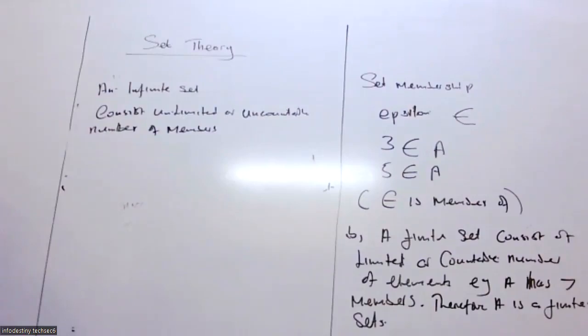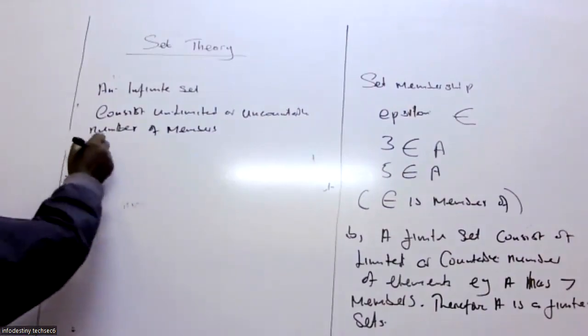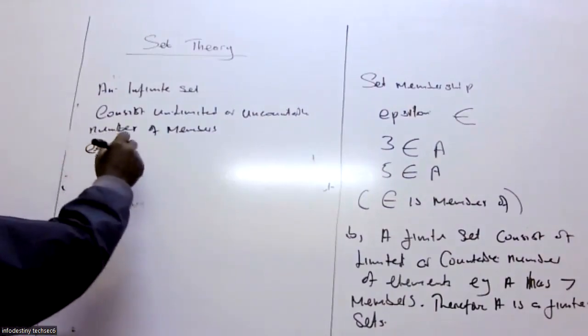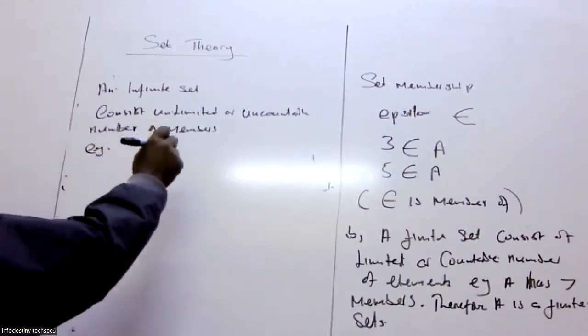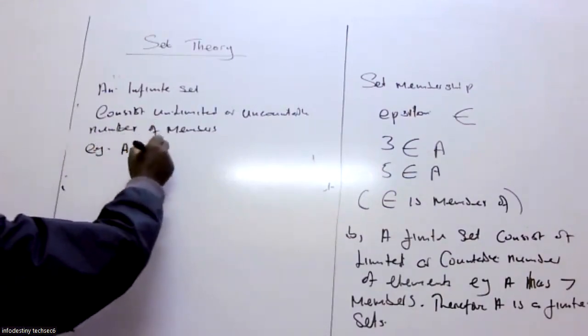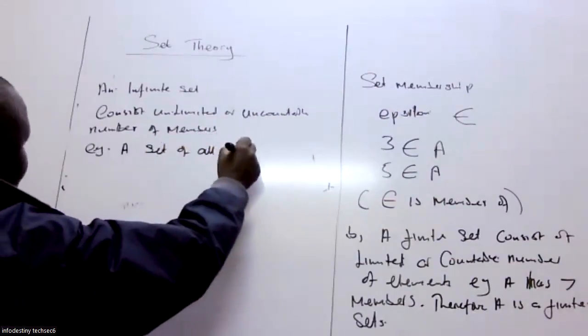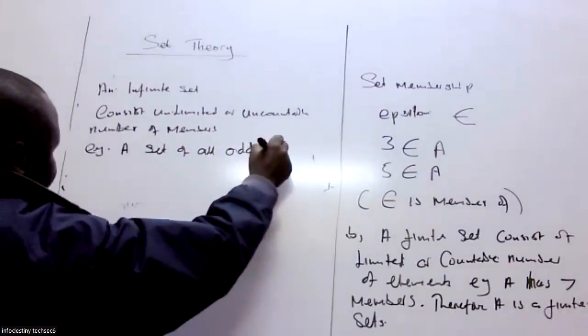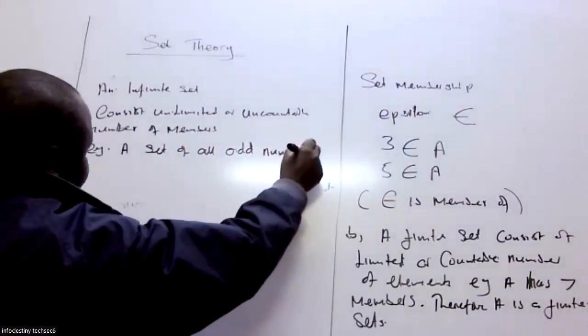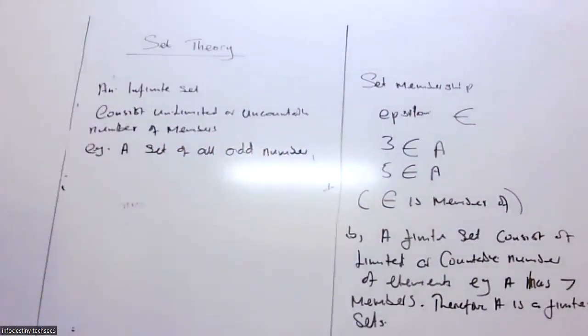Now you can continue by saying, e.g., a set of all odd numbers. You remember the odd numbers are unlimited, so you cannot count them. That's known as an infinite set.